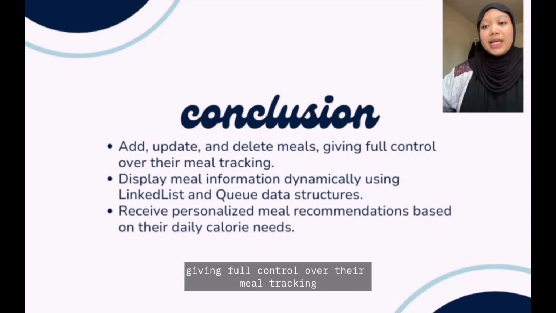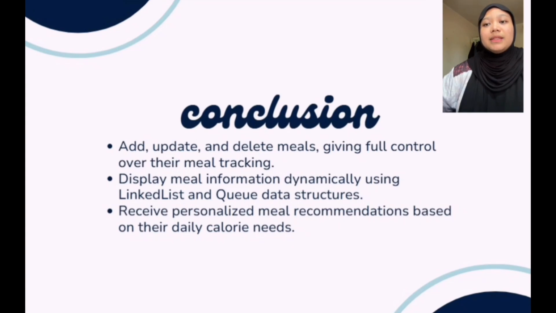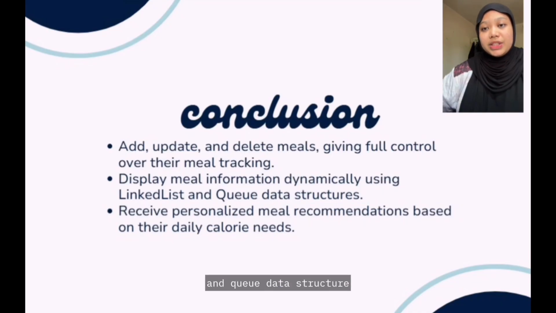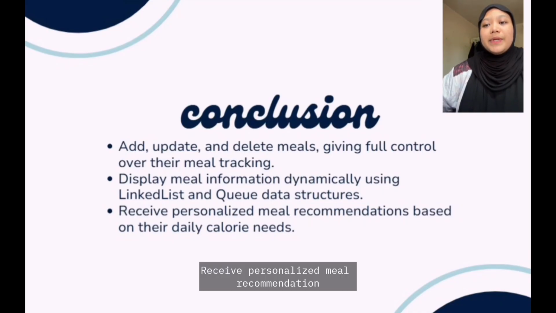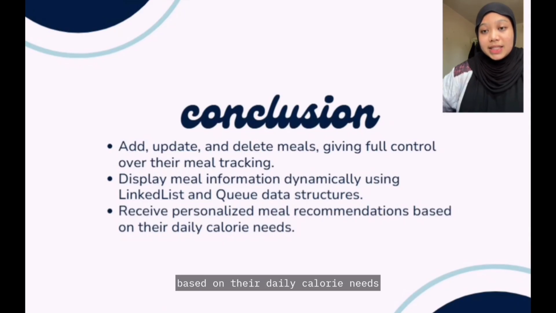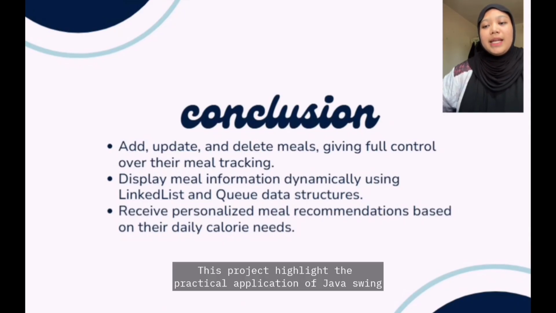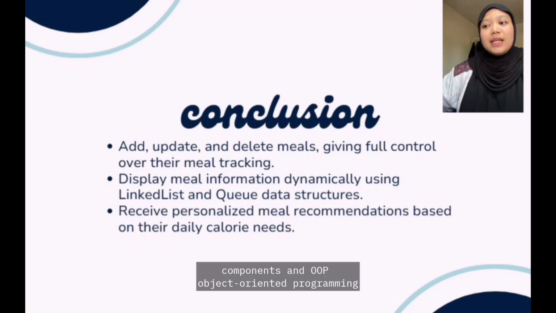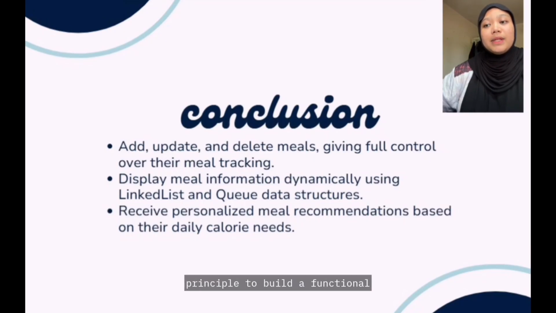In conclusion, the meals recommender system successfully allows users to add, update, delete, view, giving full control over their meal tracking, display meal information dynamically using linked list and queue data structure, and receive personalized meal recommendations based on their daily calorie needs. This project highlights the practical application of Java Swing components and OOP object-oriented programming principles to build a functional and interactive system.